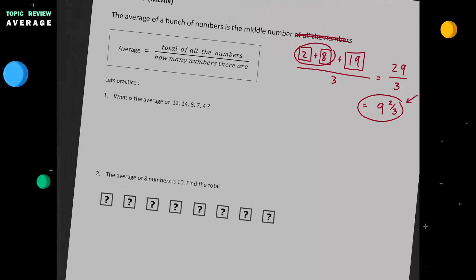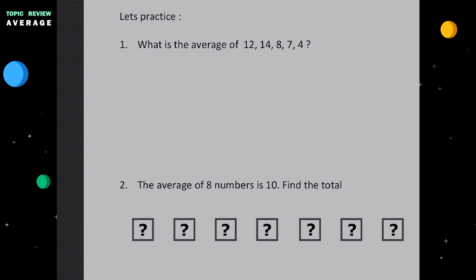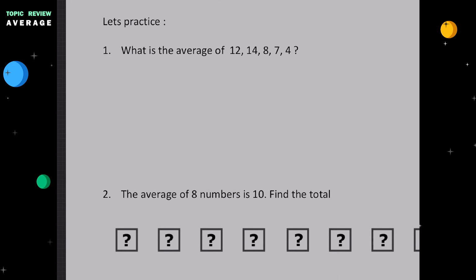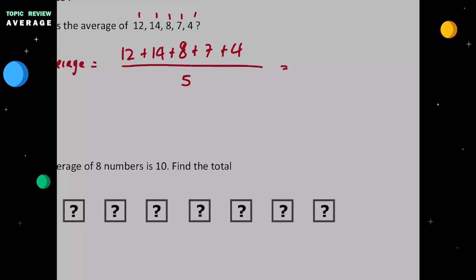All right. Let's go through question 1. It says, what is the average of 12, 14, 8, 7, and 4? To find the average of these numbers, we use how averages work. First of all, we add them up. So that's 12 plus 14 plus 8 plus 7 plus 4. And then we divide it by how many numbers there are. There are 1, 2, 3, 4, 5. We divide by 5.